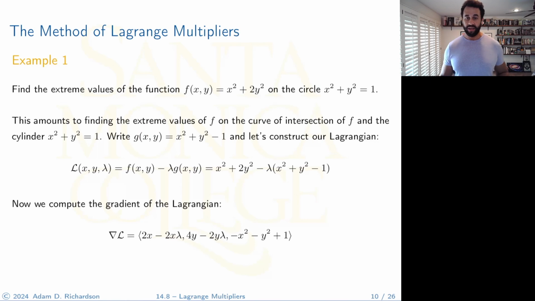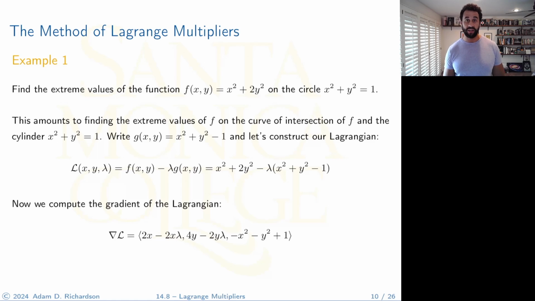That's it. Now, let's construct the Lagrangian. The Lagrangian is going to be a function of x, y, and lambda, because lambda is another variable that's getting tossed in here. That's the Lagrange multiplier. This is what it is: f minus lambda g. This is what it looks like when you substitute in the values for the function.